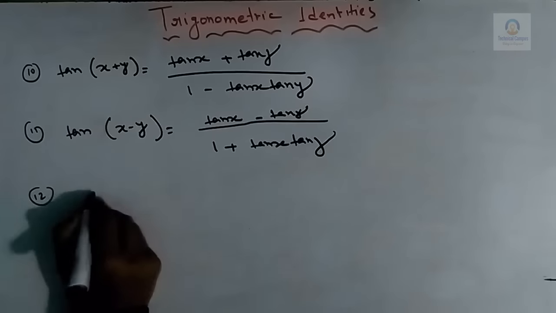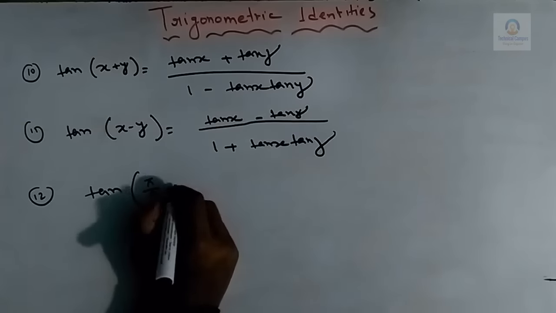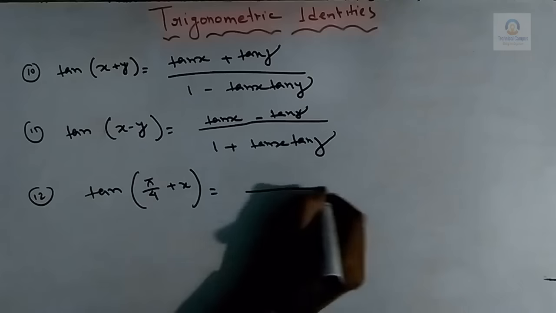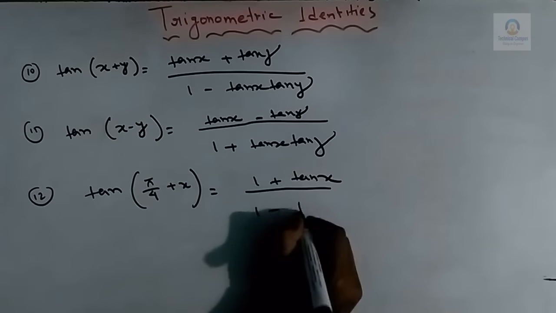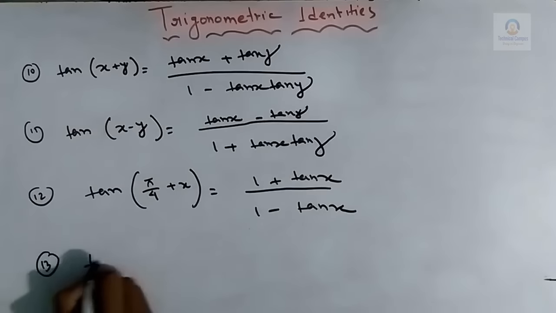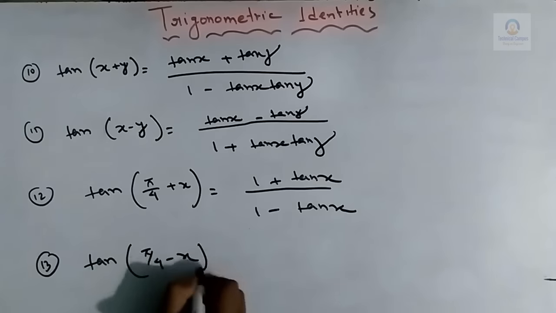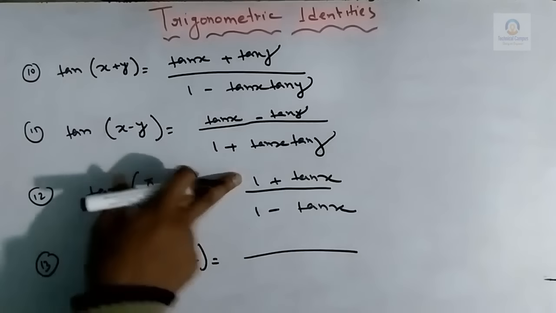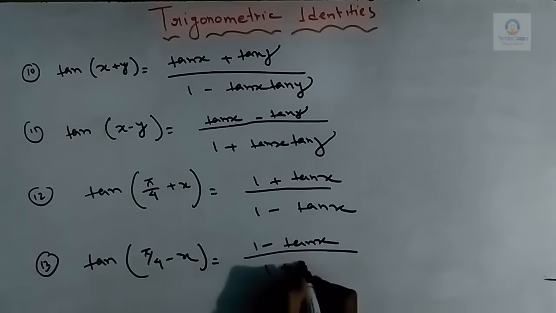Similarly, tan(π/4 + x), that is 45 degrees plus x, is equal to (1 + tan x) divided by (1 − tan x). Number 13 is tan(π/4 − x). You have to just reverse the sign, that is (1 − tan x) divided by (1 + tan x).